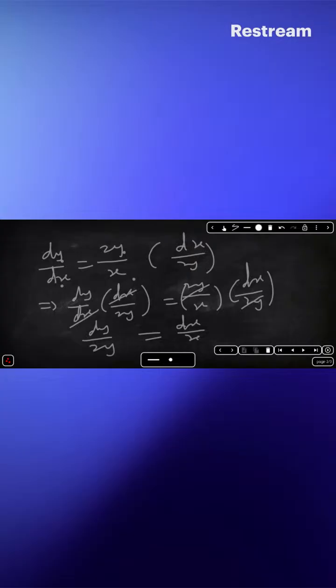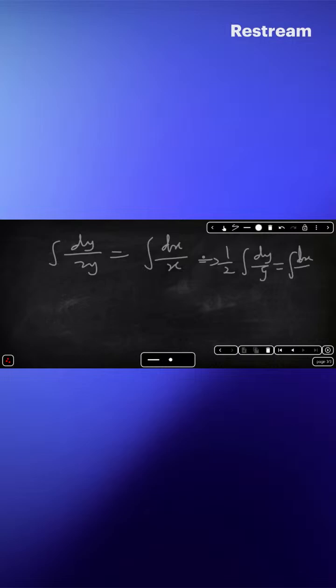Okay, so the next thing is to introduce the integral sign, or the integral symbol. So that's the next step we have to take. So then we are going to have integral dy over 2y is equal to integral dx over x. Now, if we integrate dy over 2y, so what are we going to get? You can see that 2 is a constant, so I can bring out 2. Then I'm going to have 1 over 2 integral dy over y is equal to integral dx over x.